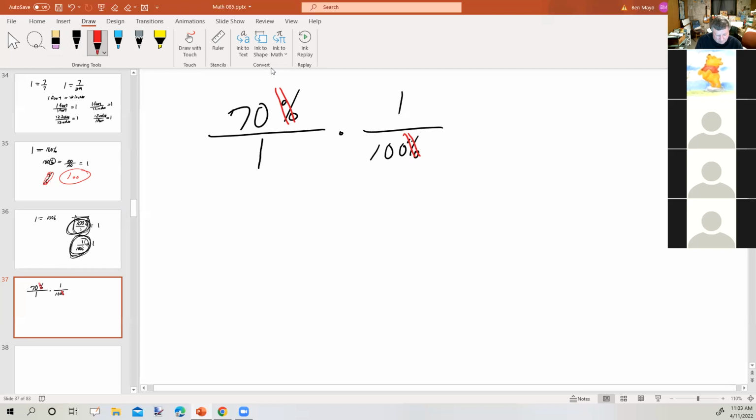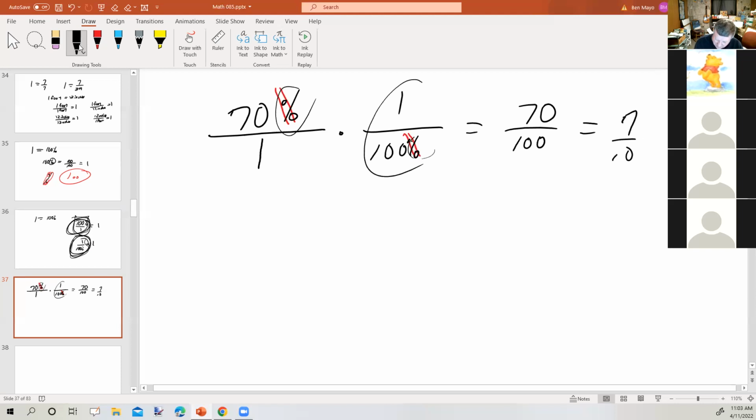Okay. And what do I have? I have 70 per 100. Okay. 70 per 100 or 70 hundredths. I'm not done with this problem, but do you see what I did? Do you see how using this got rid of the percent sign? It also introduced dividing by 100, which could be further reduced down to 7/10, right? Okay, are we all right with that? Any questions there?